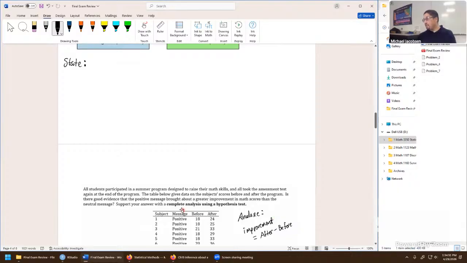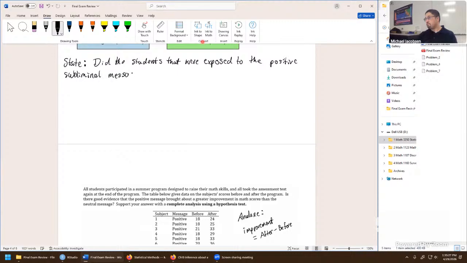We want to know if there is a greater improvement in math scores for the positive message versus the neutral message. So let's say it this way. Did the students that were exposed to the positive subliminal message, which was "each day I'm getting better at math."